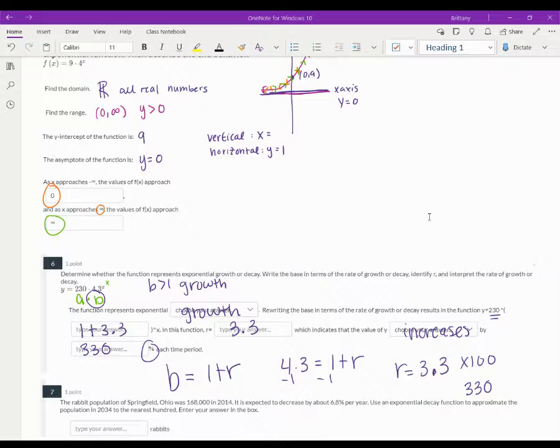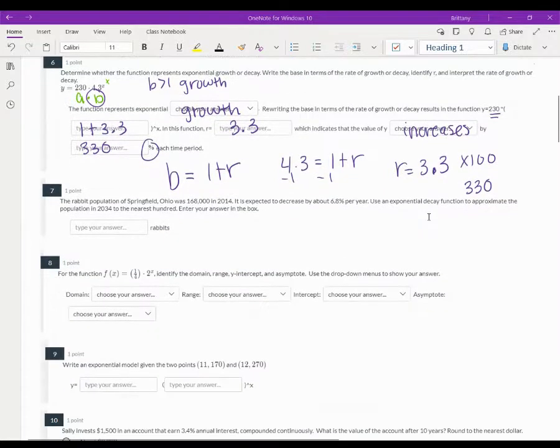The rabbit population of Springfield, Ohio was 168,000 in 2014. It is expected to decrease by 6.8% per year. Use an exponential decay function to approximate the population in 2034, to the nearest 100. Enter your answer in the box.